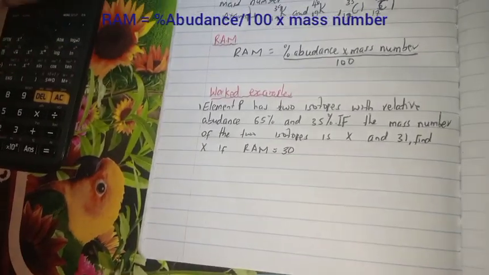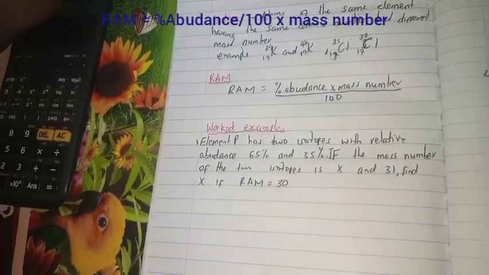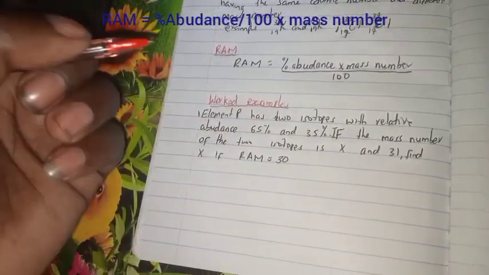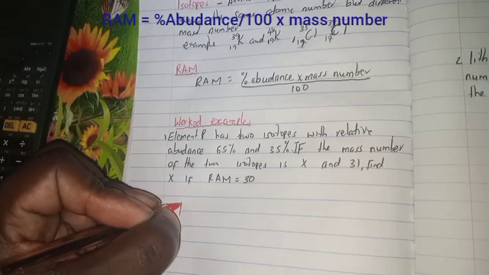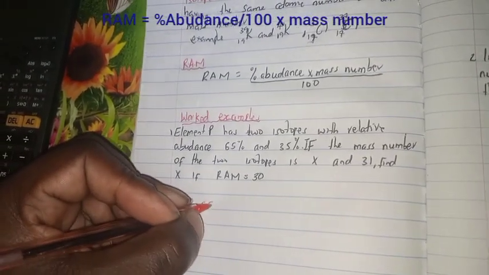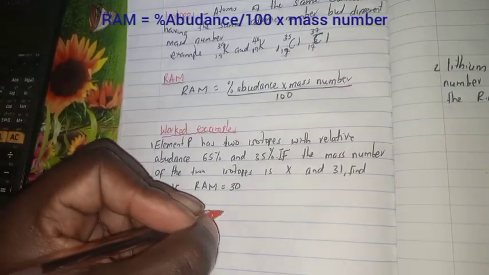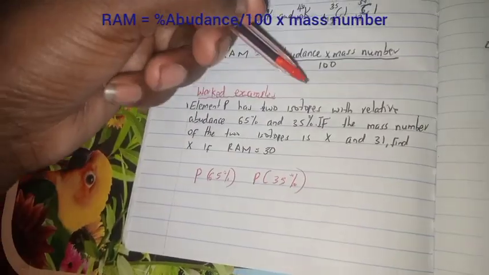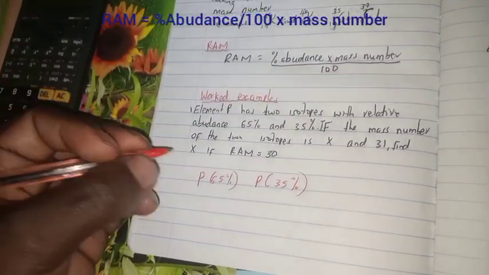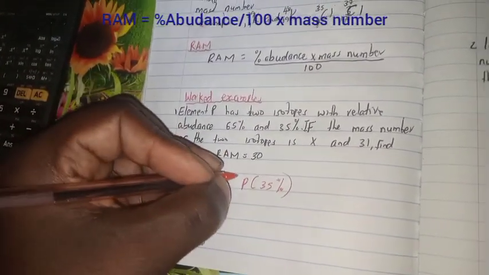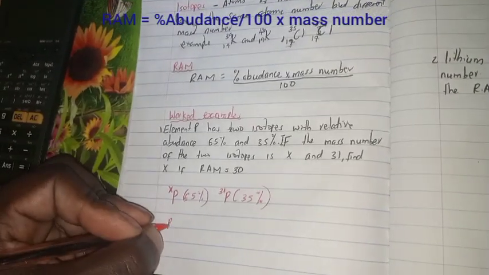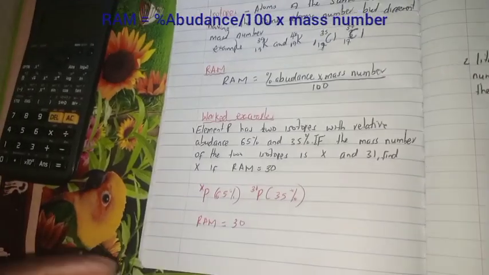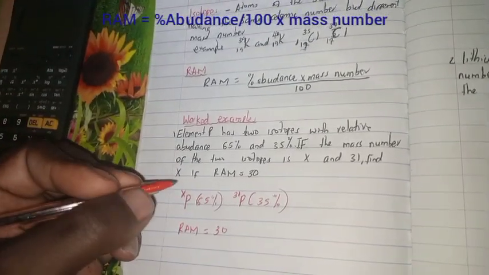We have an example here that says element P has 2 isotopes with relative abundance 65% and 35%. So if we talk of P, we have P that is 65% and P that is 35%. Now the mass numbers of the 2 isotopes, the first one here is X and the second one here is 31, and the RAM is given as that. With that, we can find the value of X.